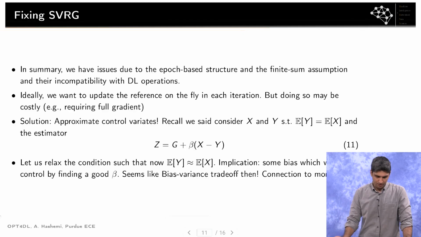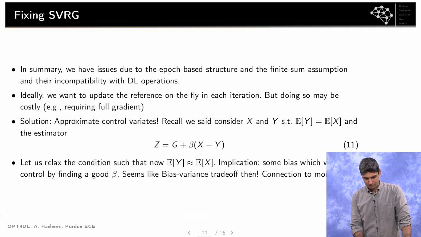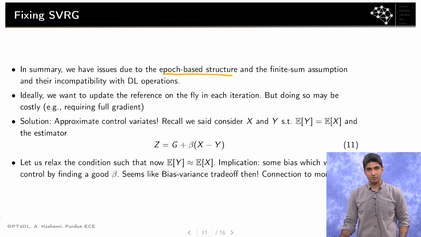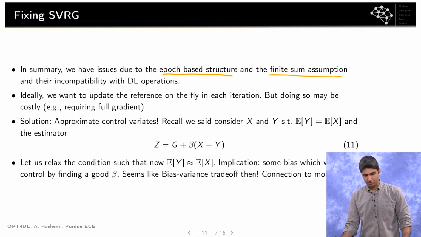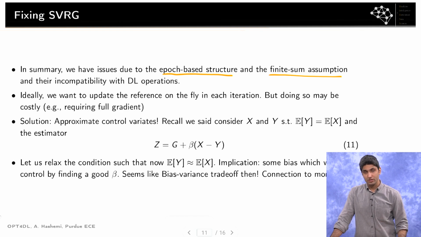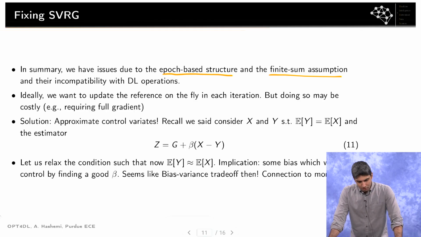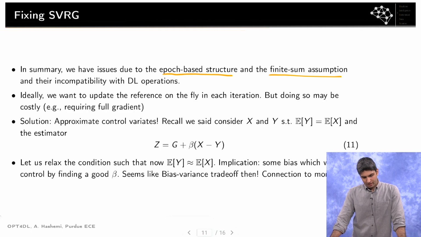The issues we talked about, in summary, can be attributed to the epoch-based structure of SVRG, meaning that we update the reference point once in a while after the end of each epoch, and also the finite sum assumption. Now we want to come up with another method which still uses this idea of control variance to reduce the variance, but is also provably better than SGD and SGD with momentum, and is also application friendly. So let's talk about this epoch-based structure and its issues.